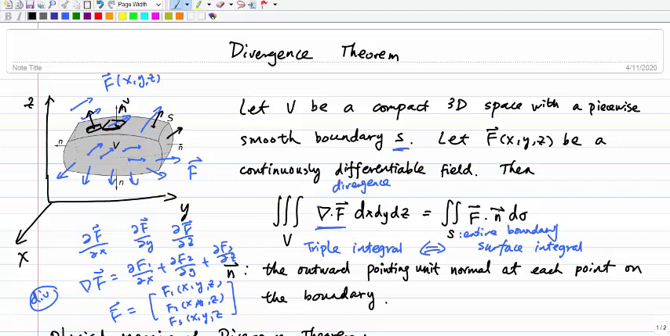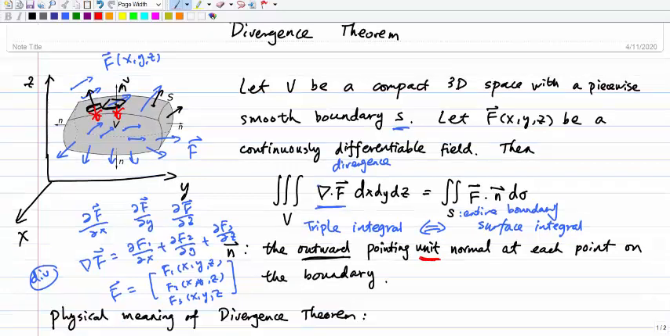This is the n vector. First of all, it has to point outside, pointing outward. There are two possible directions: you could point it inside or outside. We're not talking about this one going down, and we're not talking about this one going down. It's pointing outside, and it's also a unit vector.